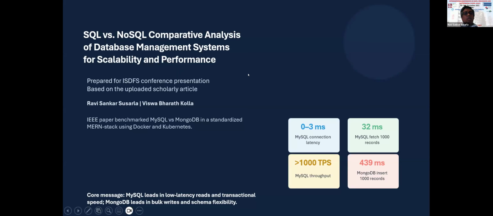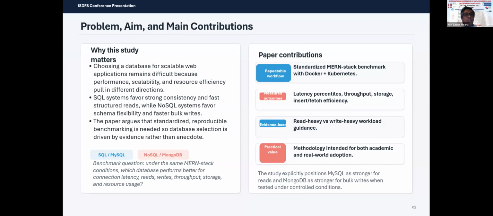This paper is regarding SQL versus NoSQL comparative analysis of database management systems for scalability and performance. What matters in this study is that choosing a database for scalable web applications remains difficult because performance, scalability, and resource efficiency pull in different directions. SQL systems favor strong consistency and fast structured reads, while NoSQL systems like MongoDB favor schema flexibility and faster bulk writes. The paper argues that standardized, reproducible benchmarking is needed, so database selection is driven by evidence rather than anecdote.